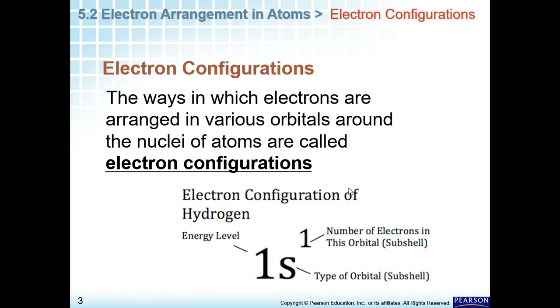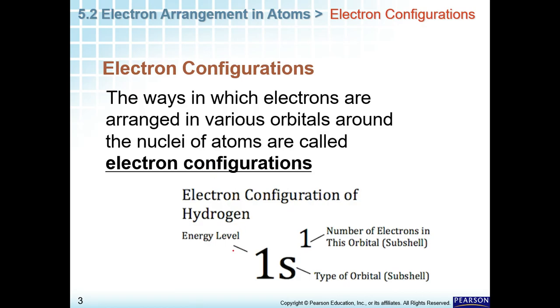So we're going to actually tie this information into something new called electron configurations. And if you think of the word configuration, that means how do you arrange things, like a room configuration. How are things arranged? This is an electron configuration, and so it's defined as how electrons are arranged in these different orbitals around the nucleus of an atom.